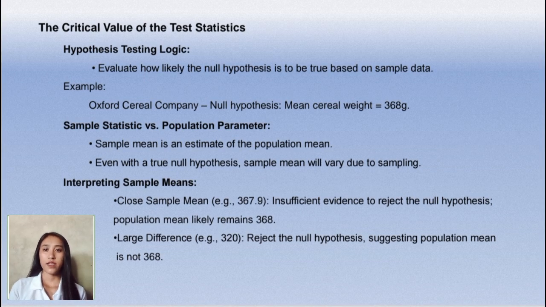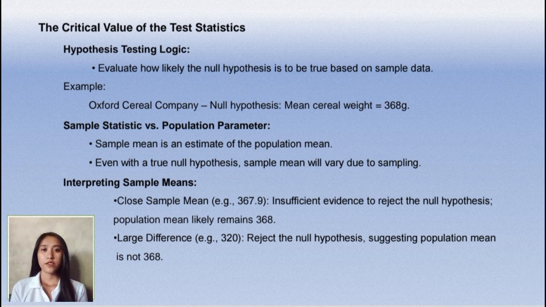So how likely is it that the original idea, the null hypothesis, is still true based on our sample? An example is the Oxford Cereal Company believes that their cereal boxes weigh 368 grams on average. That's their null hypothesis because that's the result of the tests they made with their products. That's why they had the null hypothesis that their boxes weigh 368 grams on average.